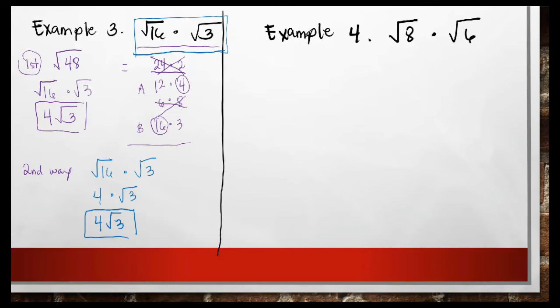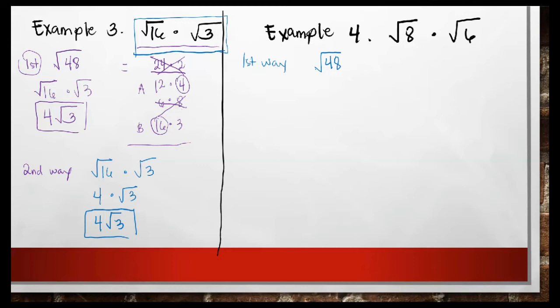For our example number 4, we are going to use the first way, simplifying our radical expression. So let's simplify by multiplying the radicand since they have the same index. So we have the square root of 8 times 6, which is equal to 48. Since this is equal to 48, we are going to have the factors which have the highest perfect square.